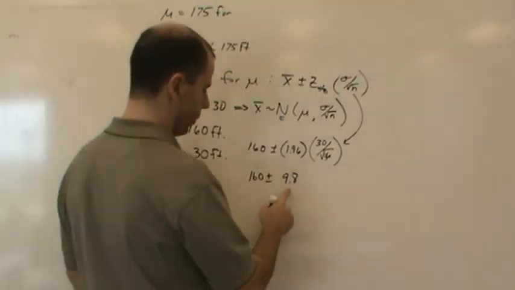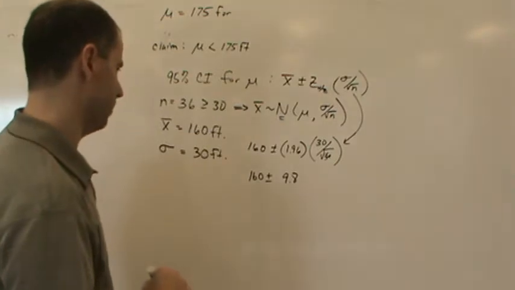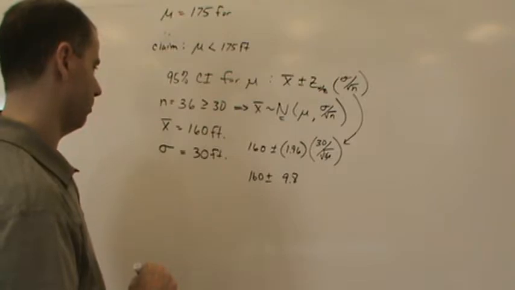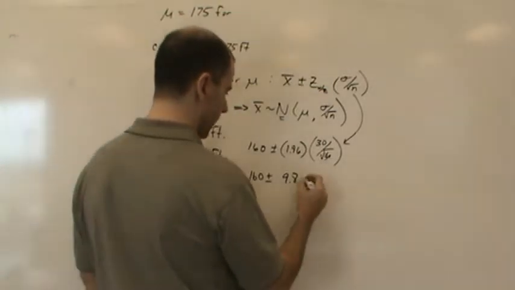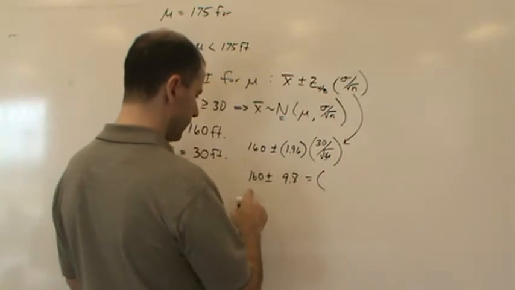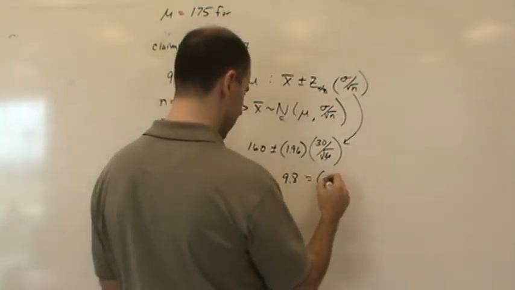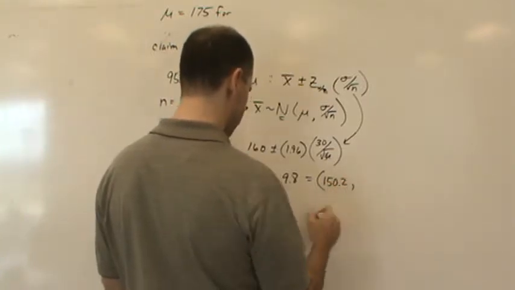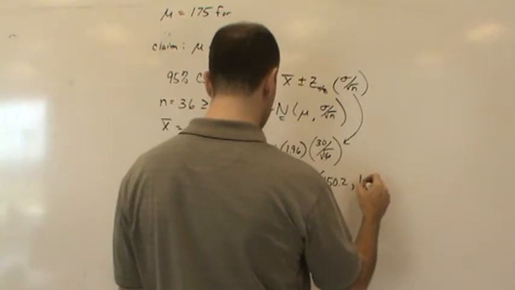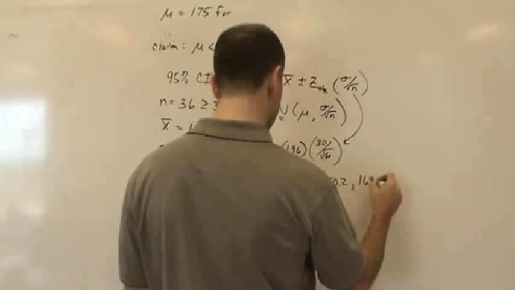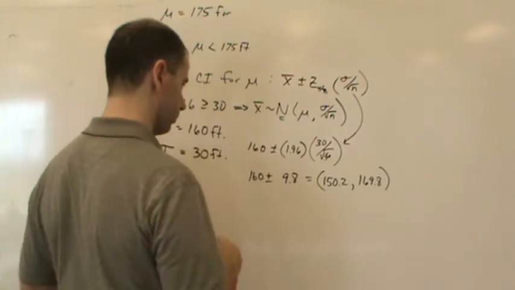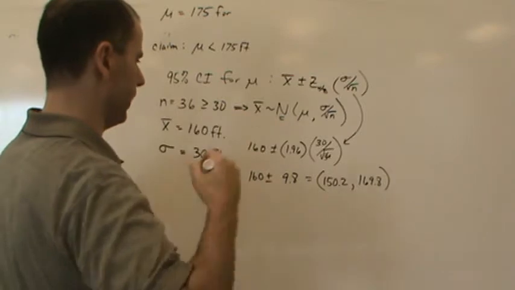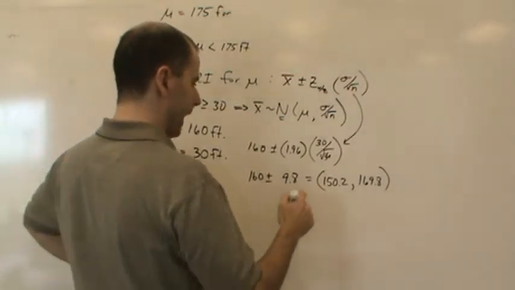So our margin of error becomes 9.8. Yeah, that's right, 9.8. And so our confidence interval becomes what? We're going to subtract and add this, so it's going to be 150.2 and 169.8. And I believe that's right. Double check that, but I believe that's right. So now our confidence interval is this.